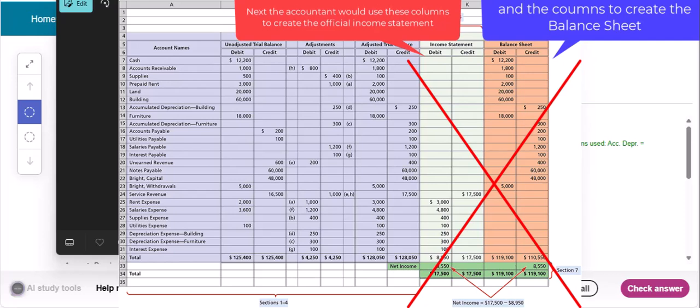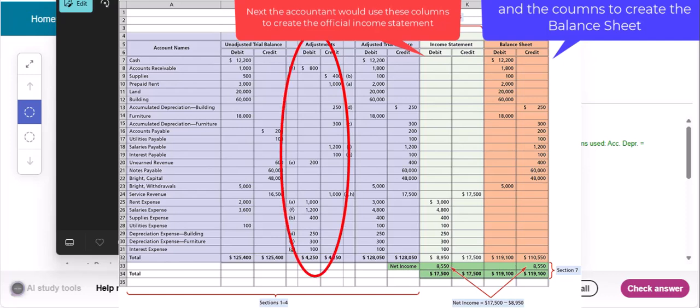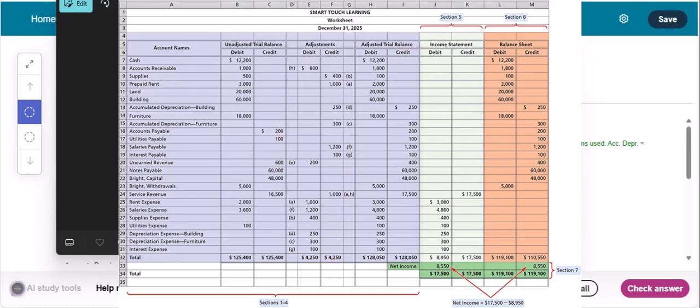So we have to do the formal reports that we've done before, and after that, they would take these adjustments and enter them into the journal. Because remember, this worksheet, which is basically just a spreadsheet, is not the official accounting records. The official accounting records are put into the journal. So let's get this started.